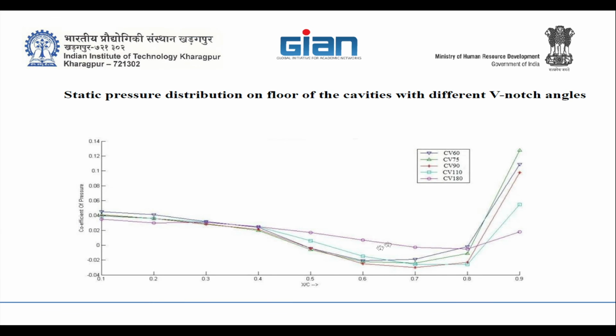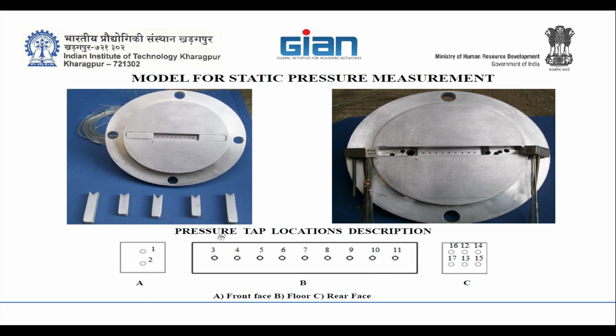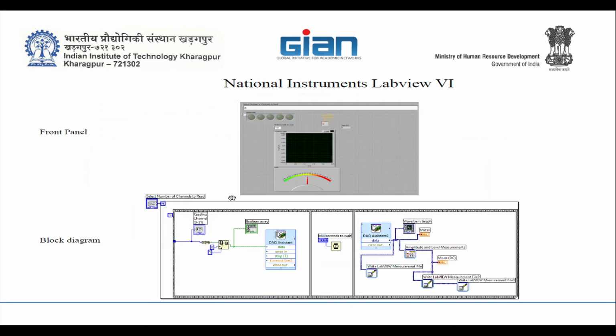So, giving a consolidated view of static pressure distributions obtained for each V-notch angle, we see that as the angle is reduced, the magnitude of pressure near the rear face keeps on increasing. This is only for the floor. We have not compared for the V-notch because we could not put a pressure port there; it is very difficult to put a port there. So that's why we didn't put any port there.